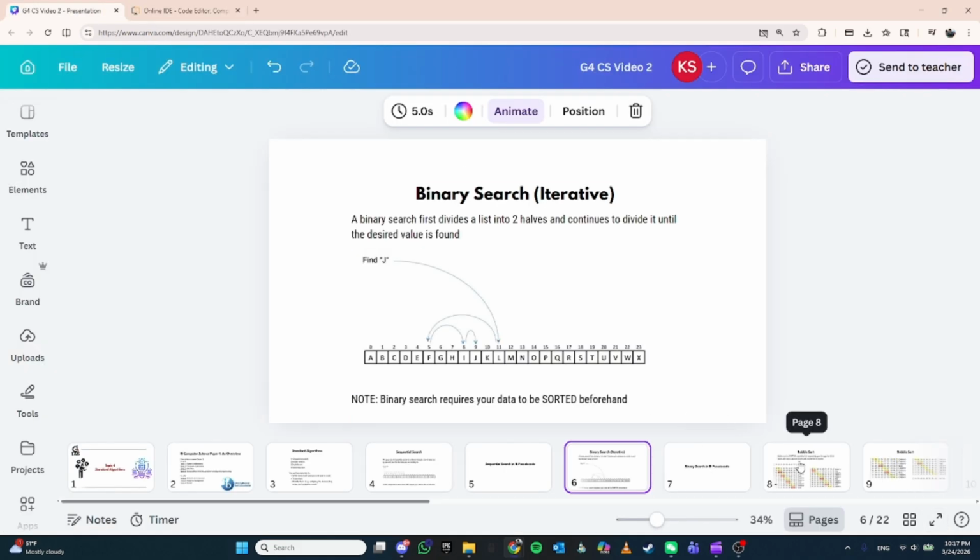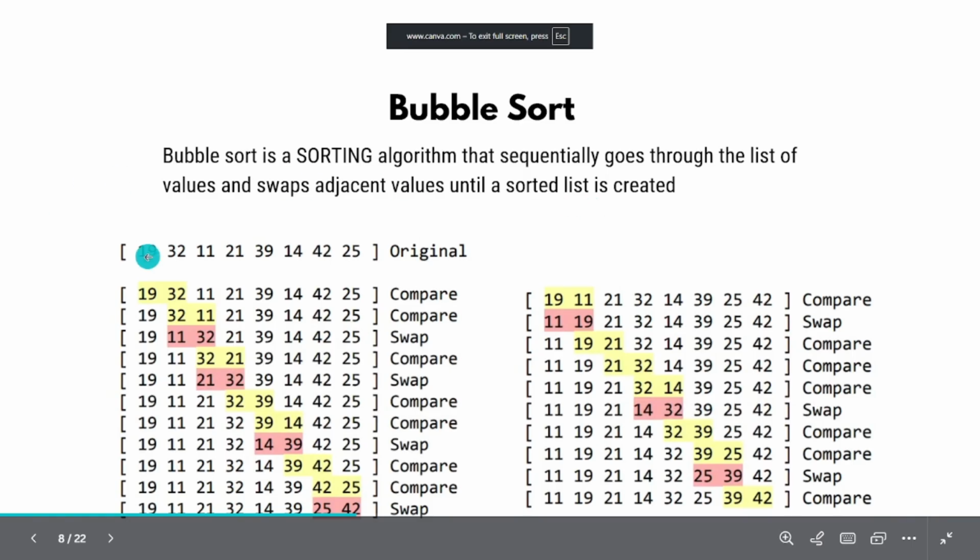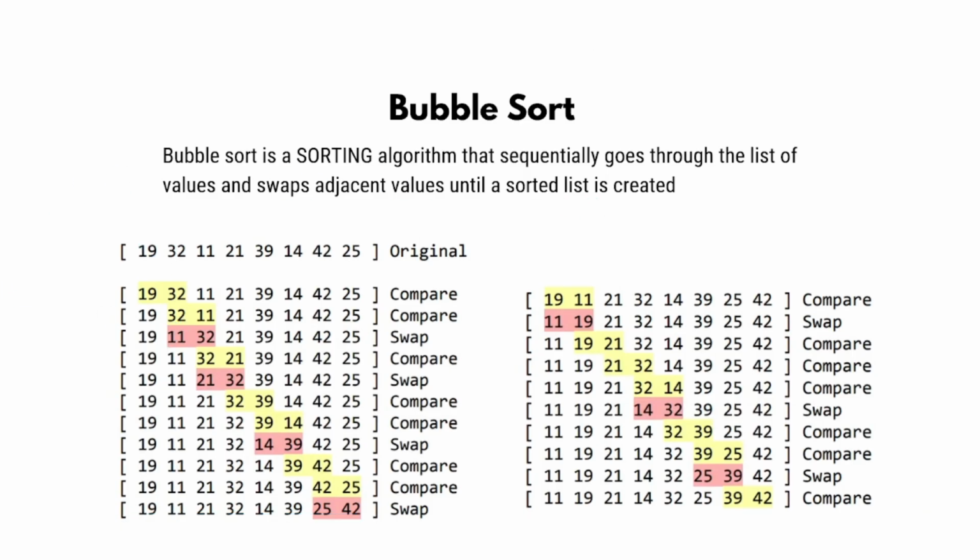Okay. Now we're going on to bubble sort. So this is where it gets kind of weird. Bubble sort, I want to remind you that this is sorting now. We're not doing searching anymore. Sorting is taking a non-sorted, scattered list, 19, 32, blah, blah, blah. We want to put it into ascending or descending order, right? So for this example, we're going to be doing ascending order, right?